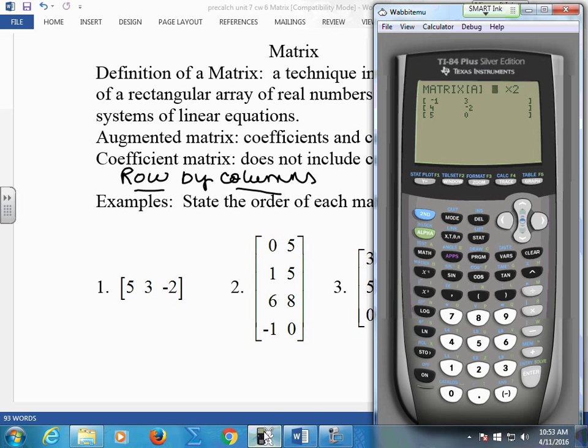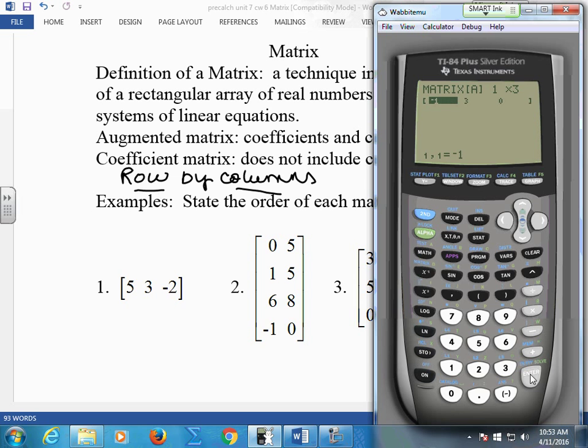Now, say I want to enter this matrix. And the matrix has brackets around it. That's how we know it's a matrix. Let's enter this little matrix. How many rows does it have? One row. So put a 1 here. How many columns does it have? 3 columns. Now, does this look like the space that you need to enter those numbers in?